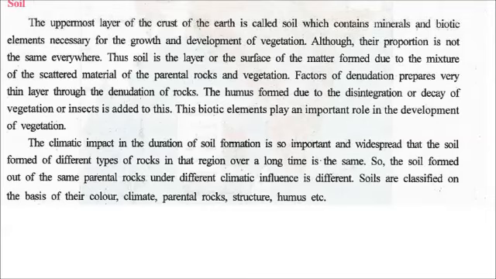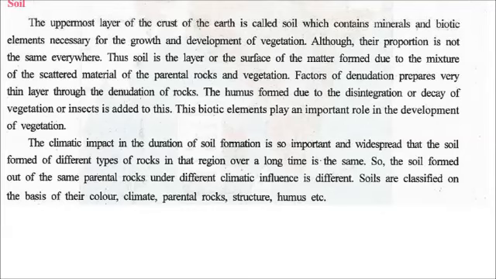It is when the main or original rock passes through the system of denudation, that is breaking. Many other things get added up to it, like water and humus and many other things, and finally after thousands of years we get a thin layer of soil. Now factors of denudation prepare a very thin layer through the breaking of rocks. Humus formed due to the disintegration or decay of vegetation or insects is added to it. That is, naturally it gets added, we don't go and add it.